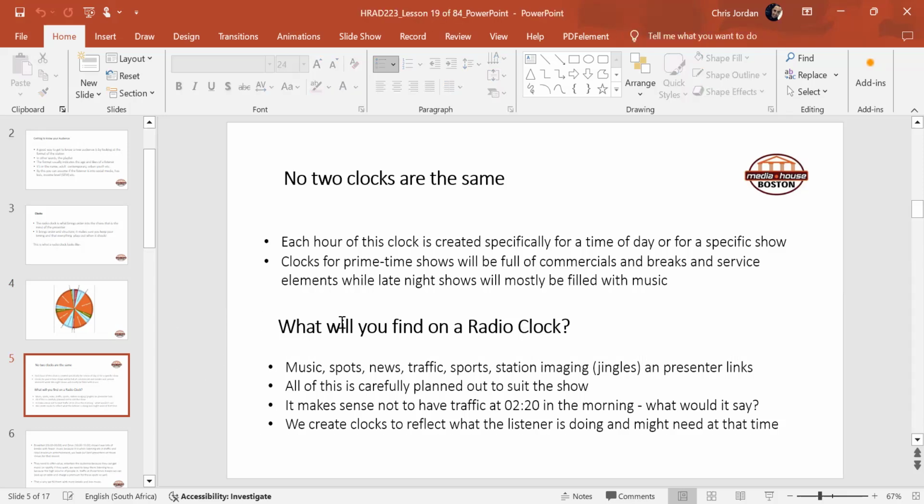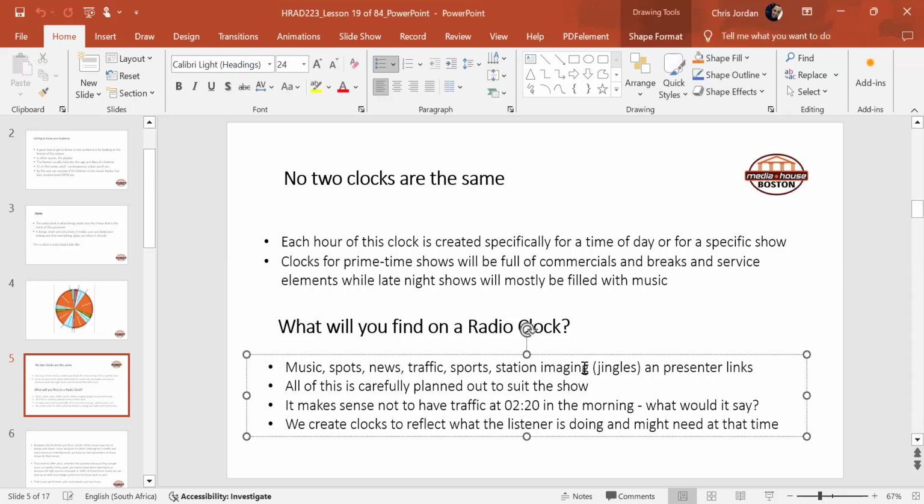What will you find on a radio clock? Music, spots, news, traffic, sports, station imaging, jingles, IDs. And obviously the American term for it, I'm sure you've seen it before, is a call letter. Not to get it confused.